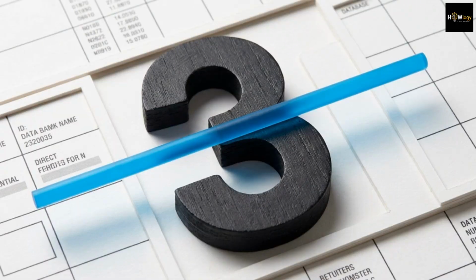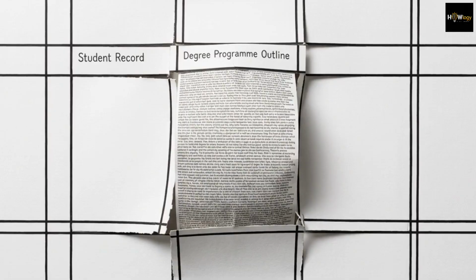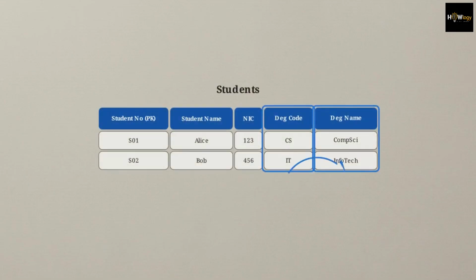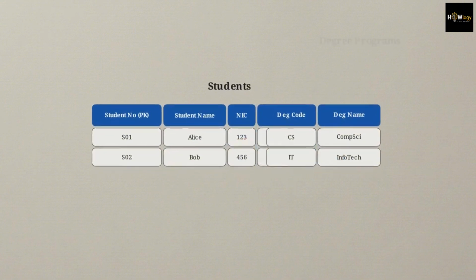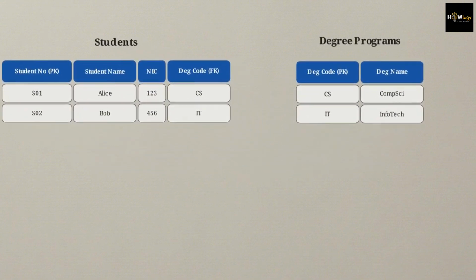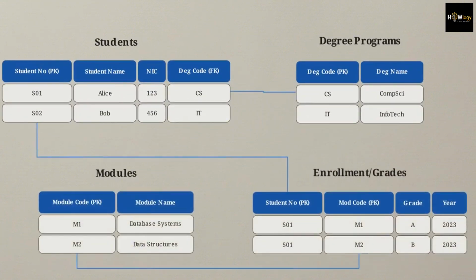Within the newly created student table, we apply one final filter: third normal form. But there is still a lingering issue. The degree program name is determined by the degree program code, not by the individual student. This is a transitive dependency. These columns must detach from the student table to form a fourth independent table for degree programs.